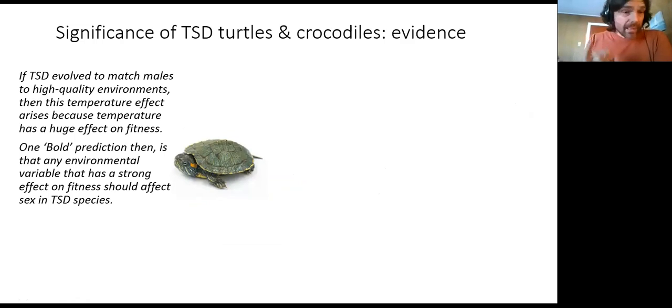And to me, this last slide on the adaptive significance of TST is the coolest part. So what I've argued is that TST evolved to match males with high quality environments. And if that's right, then the reason TST exists is because temperature specifically is just an environmental variable that happens to have this massive influence on lifetime condition, on the quality of individuals. But a bold prediction under this idea is that it won't just be temperature that influences sex. Any environmental variable that's consistently in the embryonic environment that has an effect on condition should influence sex, maybe roughly in proportion to how much of an effect on condition it has, right?